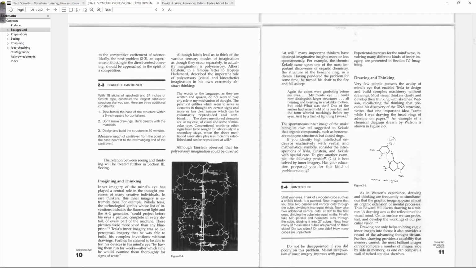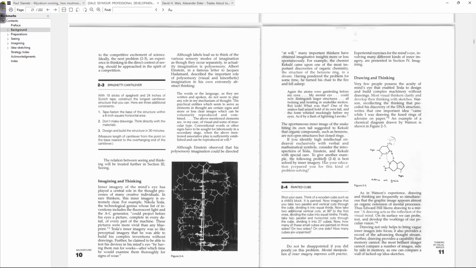To give another example, the following problem 2.4 is best solved by inner imagery. Has your education prepared you for this kind of problem? Cube. Shut your eyes. Think of a wooden cube, such as a child's block. It's painted. Now imagine that you take two parallel and vertical cuts through the cube, dividing it into equal thirds.